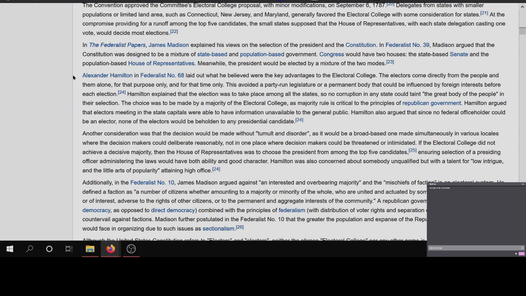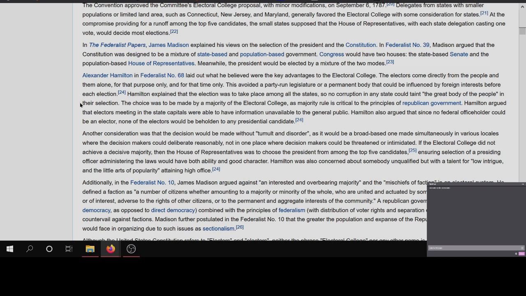Alexander Hamilton in Federalist number 68 laid out what he believed were the key advantages to the Electoral College. The electors come directly from the people and them alone, for the purpose only and for the time only. This avoided a party-run legislature or a permanent body that could be influenced by foreign interests. Before each election, Hamilton explains that the election was to take place among all the states, so no corruption in any state could taint the great body of the people in their selection.